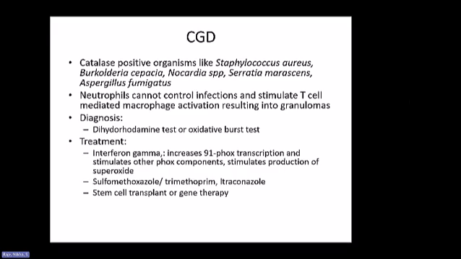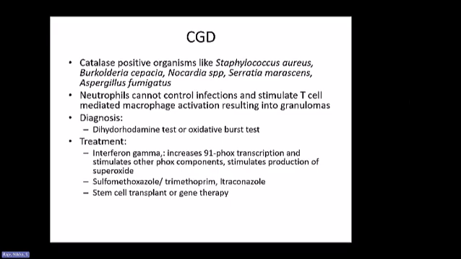Because the neutrophils cannot control that infection, it will lead to attraction of other immune cells to that site. So it brings in macrophages and other immune cells to give rise to the formation of granuloma. Diagnosis of this immunodeficiency is done by the dihydrorhodamine assay or oxidative burst test. The previous test was the nitroblue tetrazolium test, which is not used anymore.